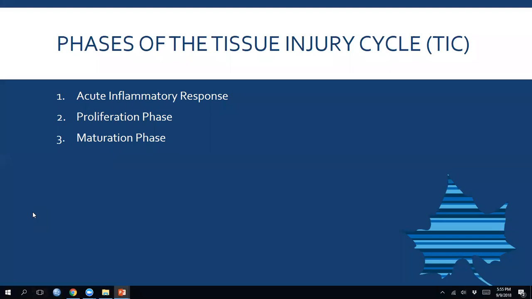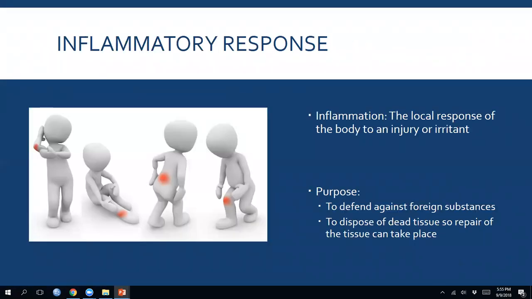As we get started with the tissue injury cycle, we know that there are 3 different phases. We have the acute inflammatory response, which we're going to talk a lot about, and that's all we're going to talk about in this video. And then we also will have the proliferation and maturation phases, which we're not going to spend as much time on right now.